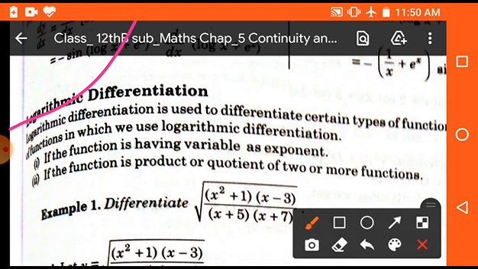Clear? So if the differentiation is very difficult and you are not able to differentiate the question easily, then you can use log, because by using the log you can easily differentiate any complicated function. For example, differentiate square root of (x square plus 1) into (x minus 3) upon (x plus 5) and (x plus 7). It is not an easy question, but with the help of log you can easily solve this question.